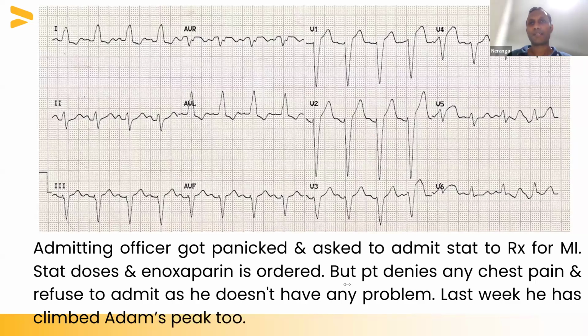The admitting officer panicked and asked to admit and start treatment for myocardial infarction, and stat doses of enoxaparin were ordered. But the patient denies any chest pain and refuses to admit as he doesn't have any problem. Last week he had good exercise, he actually climbed Adam's Peak too. So what do you think?